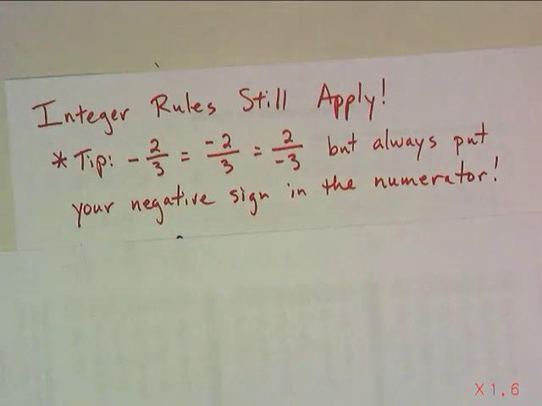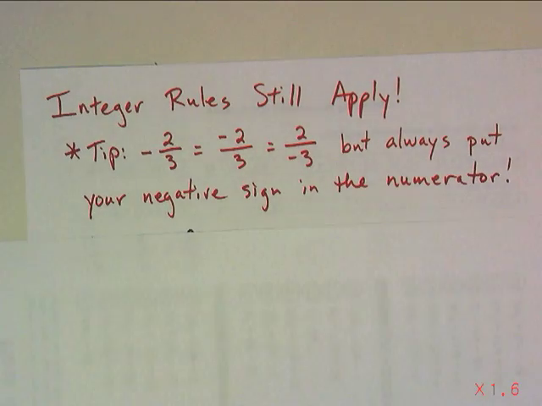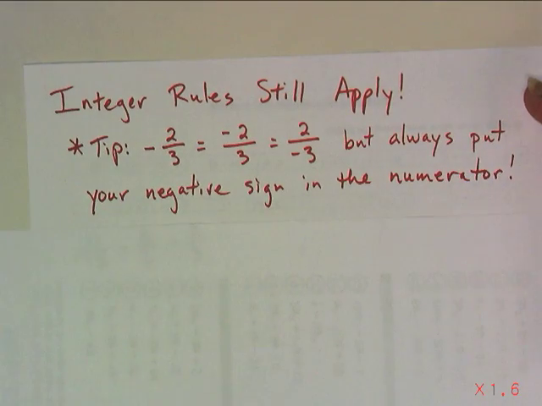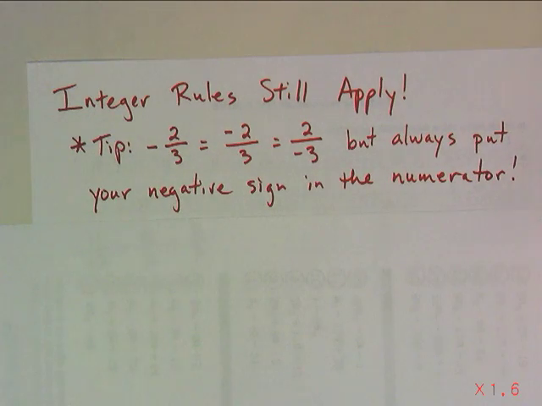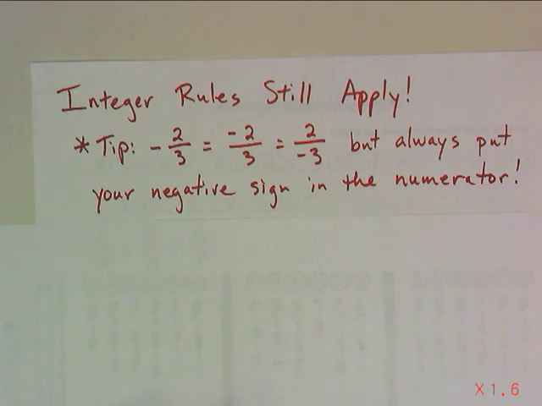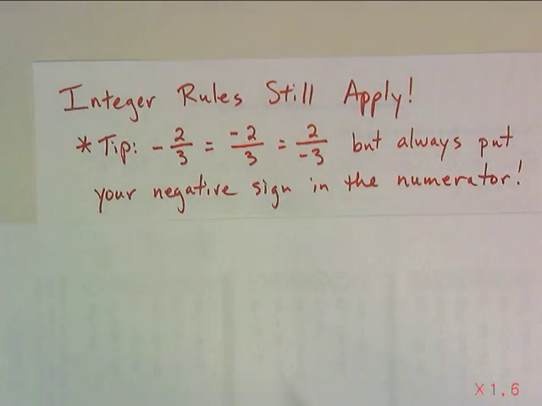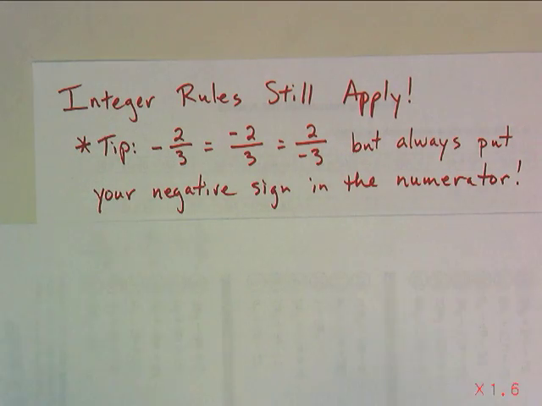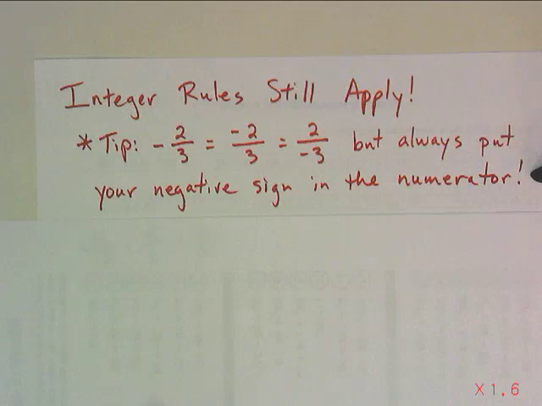I want to remind you, integer rules still apply. That's right, you're in Advanced Math 7, where you might have to work with fractions and integer rules all at the same time. And if you haven't noticed, let me give you a little tip. These three fractions all mean the same thing, but you should always put your negative sign in the numerator. And if you look back through this video, you'll see that I do that.